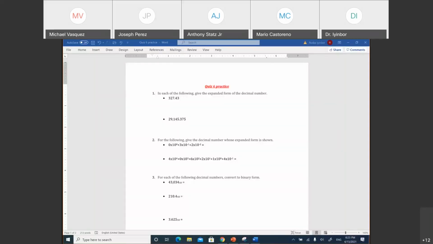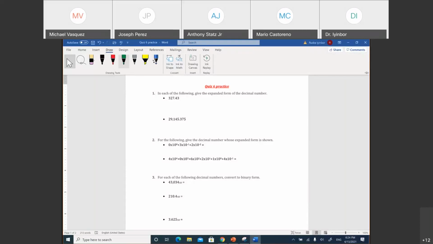Okay, so this is the practice quiz for week 6. And we're going to start with number 1. Number 1, we have 2 examples we're going to do. And it says, in each of the following, give the expanded form of the decimal number. So this is a decimal number, we know that, and we have to write the expanded form.